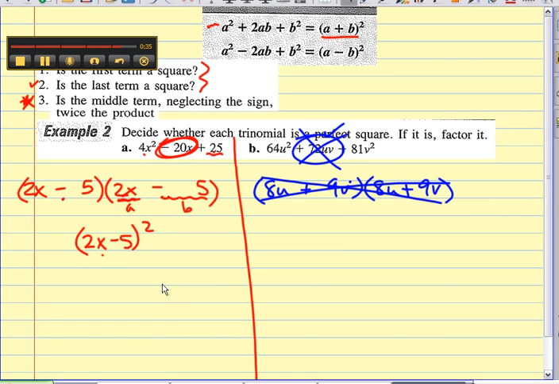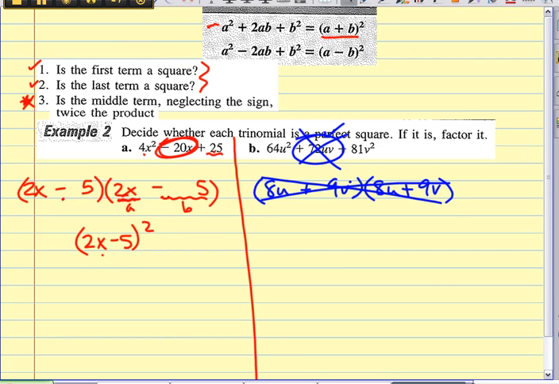Okay? So is that the answer? It's not. It says decide whether each trinomial is a perfect square. This one is not a perfect square.